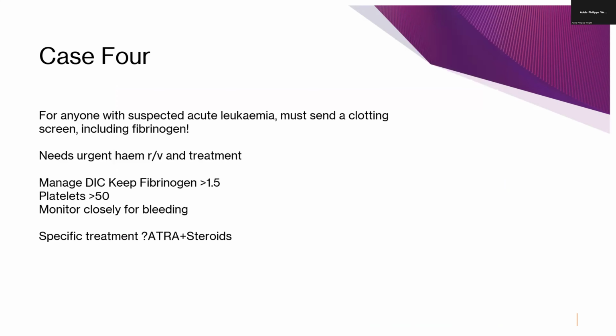For anyone with suspected acute leukemia, you need to send a clotting screen, and that needs to include a fibrinogen. Not all hospitals will do a fibrinogen as part of their routine clotting screen, or coagulation test. Often they'll just do an INR and an APTT, but you need to make sure you have a fibrinogen, because fibrinogen is the most important factor.